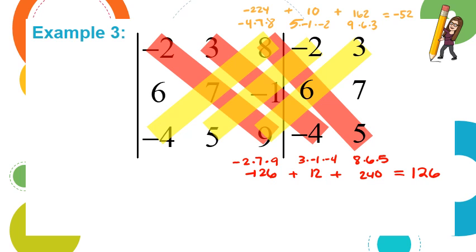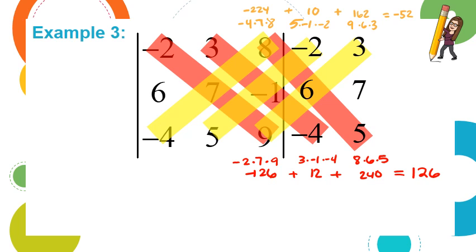Okay, so easy math, right? These are basic math facts. If you need to use a calculator, go for it, but it's the steps we have to be careful of. So again, copy and paste the first two columns, 3 diagonals going down, 3 diagonals going up.